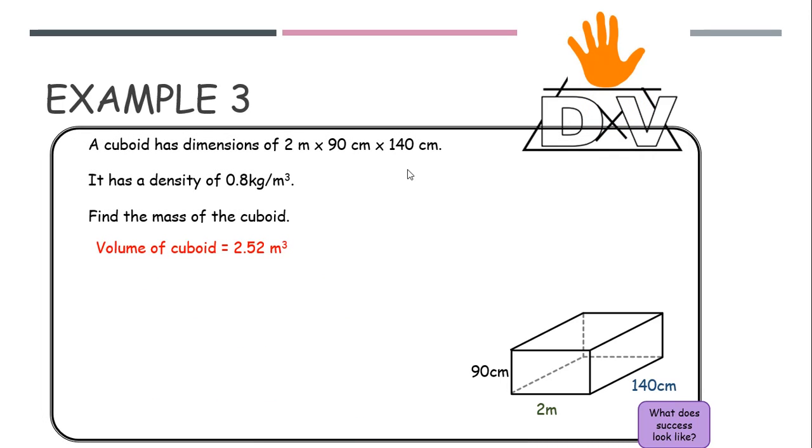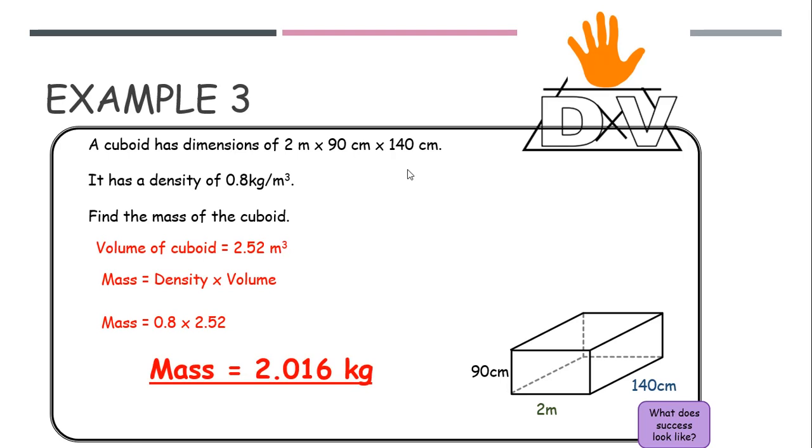Now the density is already given, so we need to calculate the mass, right? Mass equals density multiplied by the volume. You just substitute in the rule and you get the mass. And why is the mass here in kilograms? Simply because the density was already given in kilograms, right?